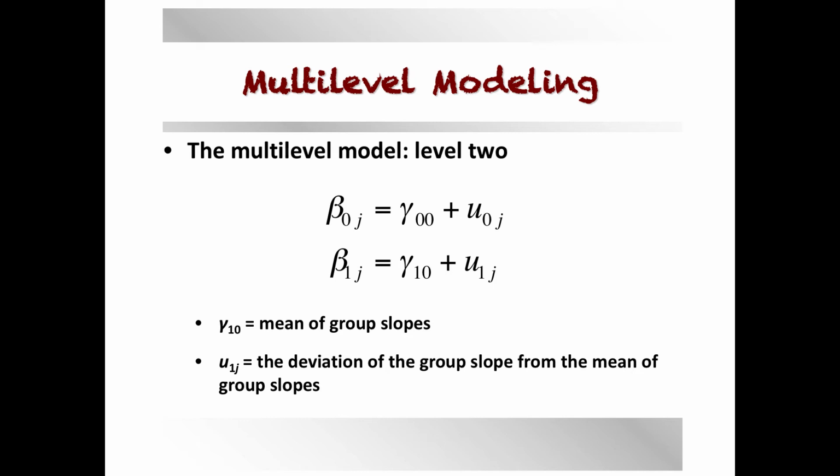And again, if there are differences here, we can conclude that the ski runs are different in some way. The U, again, is a deviation of the group slope from the mean of group slopes. So are those slopes differing significantly, we can ask. And if they are differing significantly, then those U values are going to be pretty large.